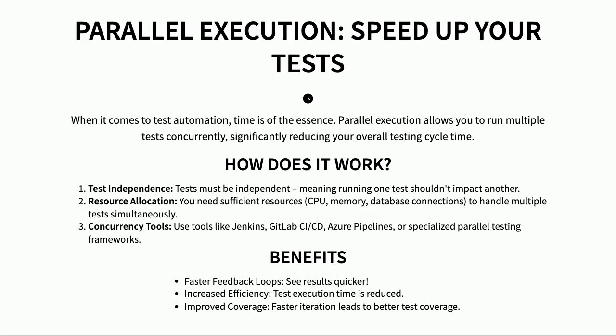Okay, let's talk about speeding up your tests, specifically with parallel execution. Essentially, it's all about running multiple tests at the same time instead of one after another. The key here is that your tests need to be independent. If one test fails, it shouldn't cause others to fail too. To make this happen, you'll need to use a tool like Jenkins or GitLab CI/CD, which can manage and orchestrate running all those tests in parallel. The big payoff: you get much faster feedback loops, meaning you see results quicker, leading to more efficient testing and better overall coverage.